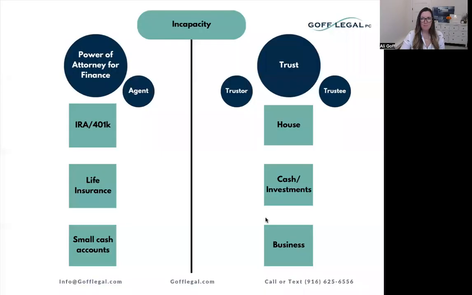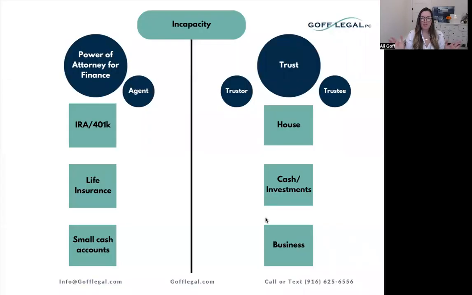Now, I get this question a lot. Why are there so many documents in my plan? How come I have to have all these documents? I'm confused about all the agents and all the different names. So, we created a resource for you that I'm going to go ahead and share and walk you through so you understand a little bit more about why there are so many documents that you need in your estate plan. So let's go ahead and share my screen here.